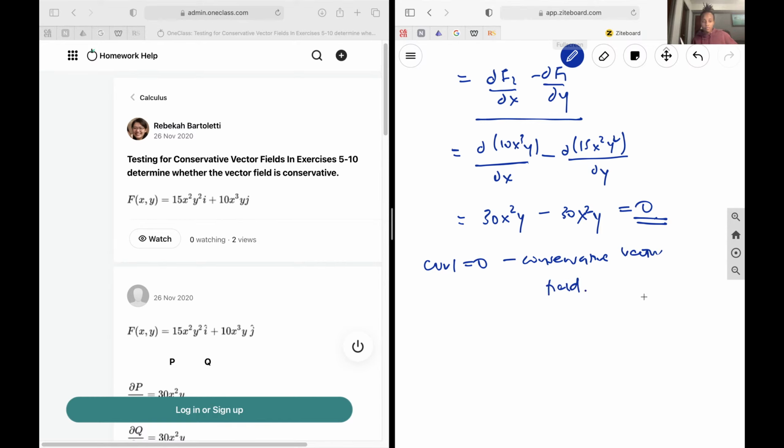So conservative means it's path independent, and non-conservative means that it is not path independent. The integral will depend on the path that I take. And so, yeah, that's going to be it.